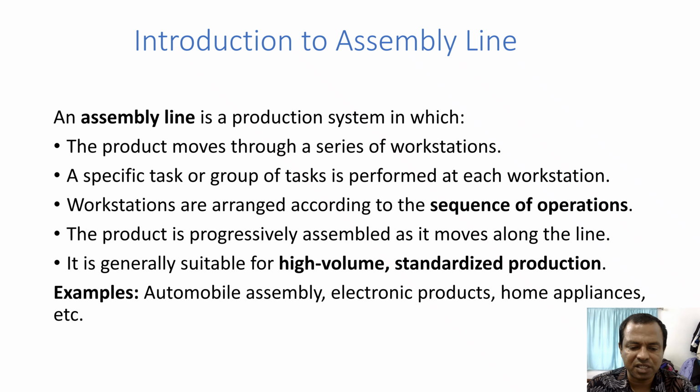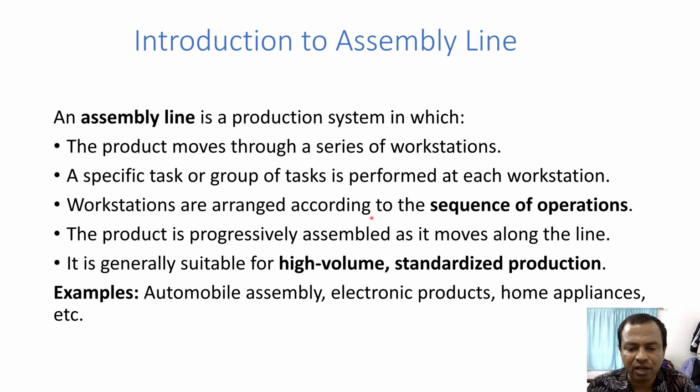So first we will see what is the meaning of an assembly line. An assembly line is a production system in which the product moves through a series of workstations. A specific task or group of tasks is performed at each workstation. So workstation means what? It can be a machine or a group of machines, and the product will move through these workstations.